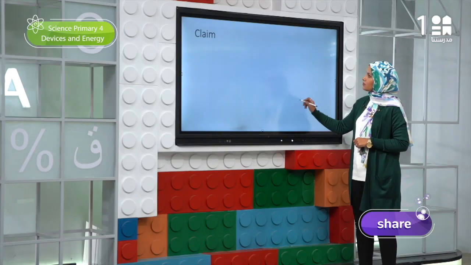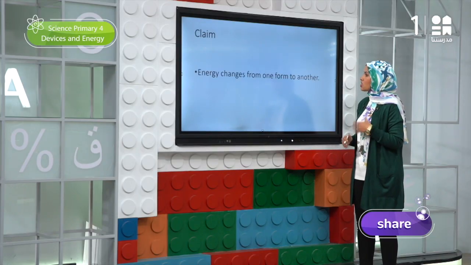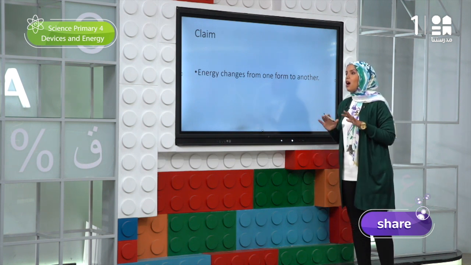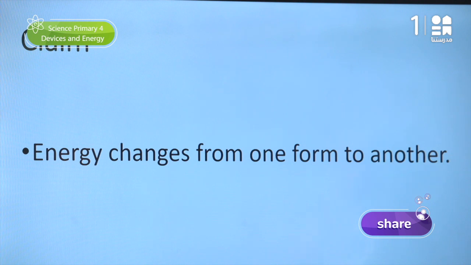When my students shared their claims, I saw that the most important claim was: energy changes from one form to another. Of course, there are many claims that you have written. This is just an example of one of the correct claims. Now, we need to move to the next step.